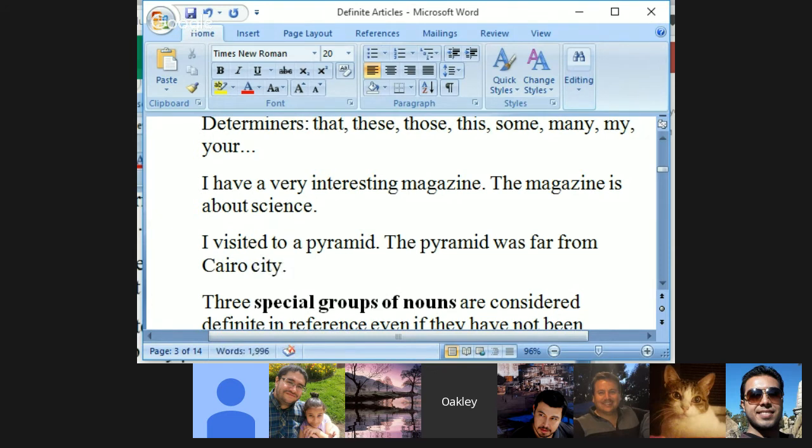Okay. All right. First of all, your use of articles is perfectly correct. However, you don't need "to" with "visited". I visited my grandmother. I visited a pyramid. You don't have to include the preposition to show motion or movement. It's not necessary. I visited a pyramid. The pyramid was far from Cairo City. If it was New York City, fine.